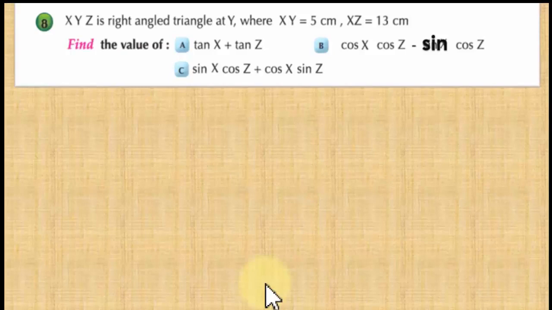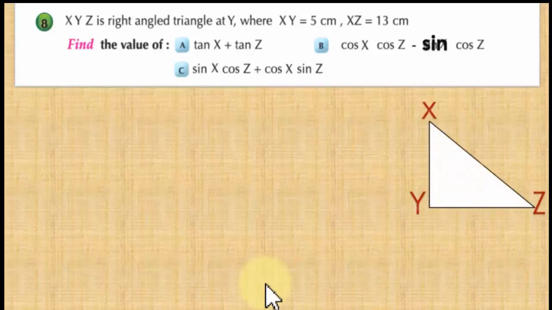XYZ is a right-angled triangle at Y, where XY equals 5 cm, XZ equals 13 cm. Find the value of the following. A. Tan x plus tan z. B. Cosine x cosine z minus sine x cosine z. C. Sine x cosine z plus cosine x sine z.